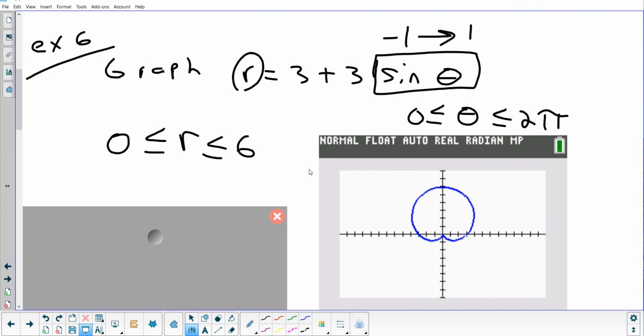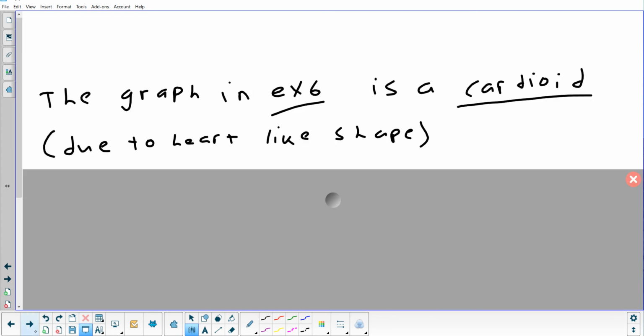Can you repeat the question? Just an idea of what you think that looks like. Yeah, a heart. It kind of looks like a heart. If I brought this in a little more, maybe, then I could kind of make it look like a heart. But it kind of has that pattern of a heart to it, and that's why the shape is called a cardioid. I was going to say an upside down apple. Oh, an upside down apple? That'd be an apple. So this is a cardioid.